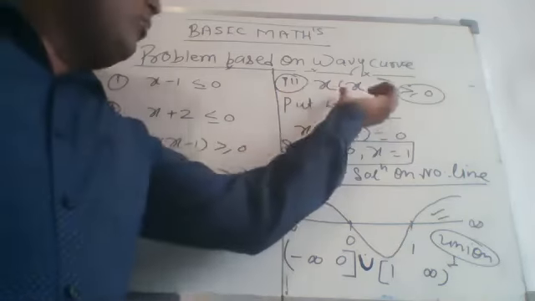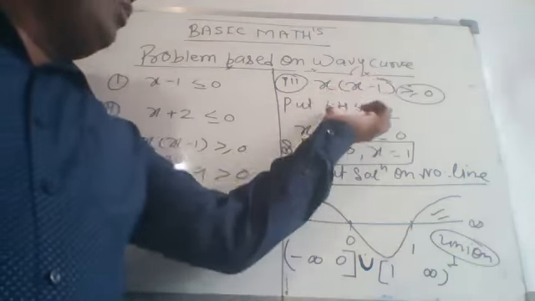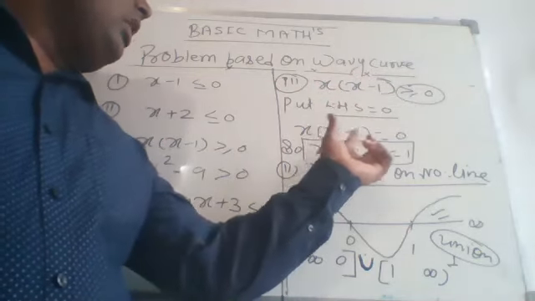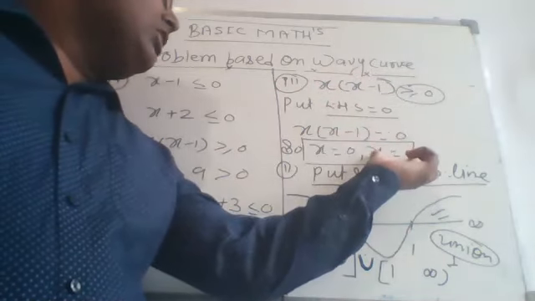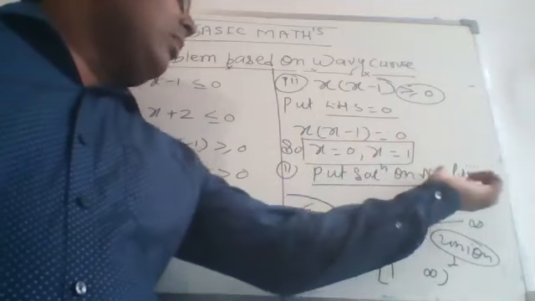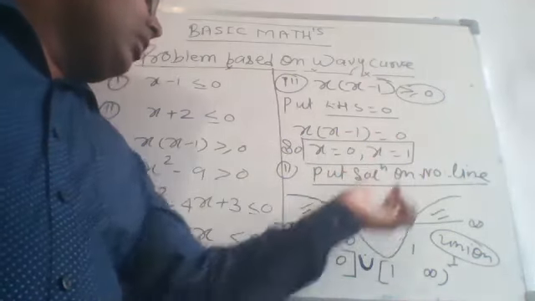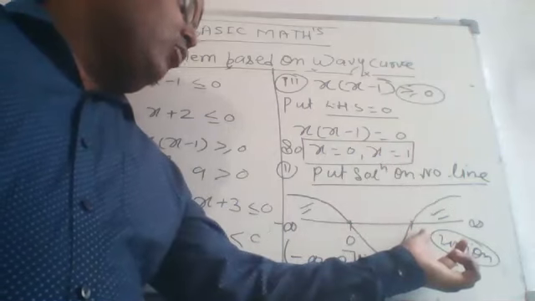Okay, one more time it is going to be explained. Here we have to put the left hand side equal to 0, x equals 0. After putting x minus 1 equals 0, we get x equals 1. Now put the solutions onto the number line. 0 is smaller, 1 is larger. So we have to put them like this.